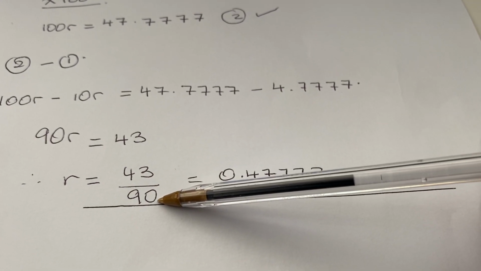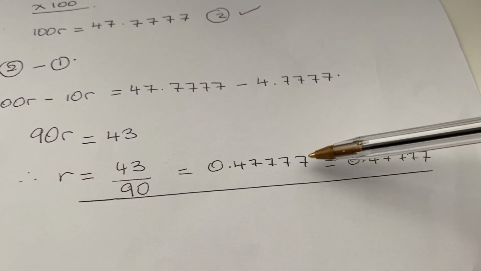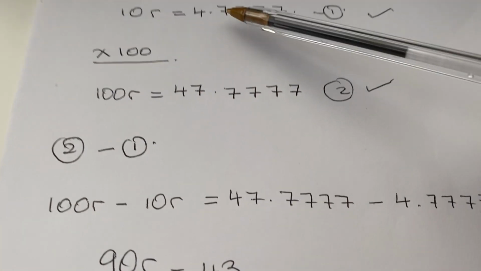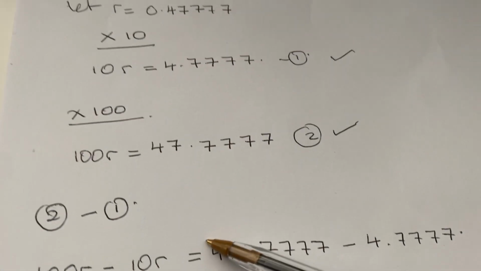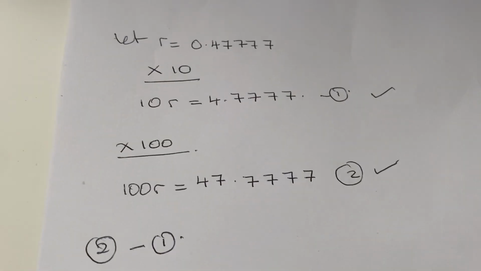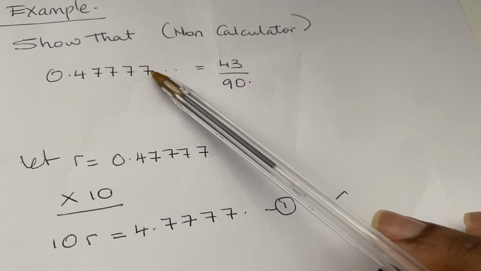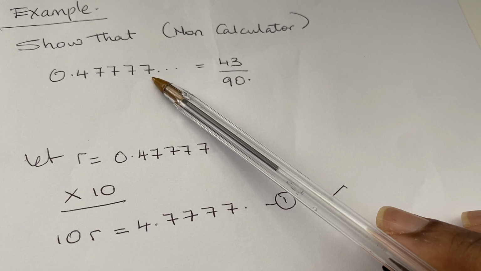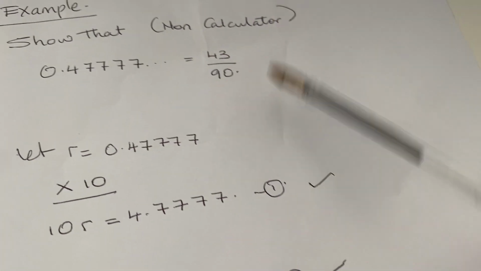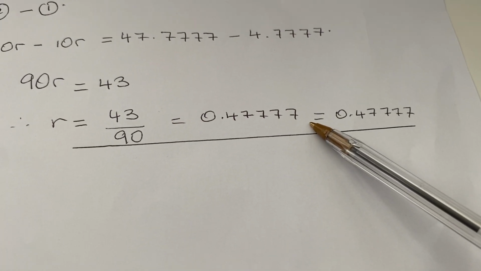Okay, so today I thought I'll bring some of these examples to show you. Okay, so now we've proved that 43 over 90, as they said we should show or prove, equals 0.47777. We've done that here. That is our answer here.